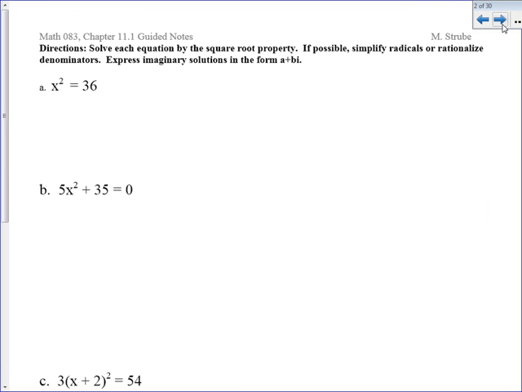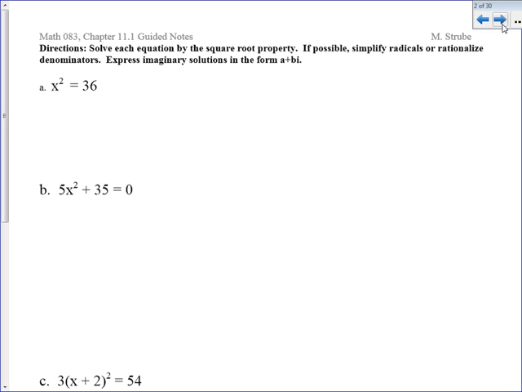So our directions: solve each equation by the square root property. If possible, simplify radicals or rationalize denominators. Express imaginary solutions in the form a plus bi. So there's a lot of Unit 3 in here. We still have to simplify every radical. If we get the imaginary answers, we need to make sure we have a plus bi. And then also today we're going back to Unit 1 and we're going to be factoring. So Unit 4 brings a lot of our old topics back in.